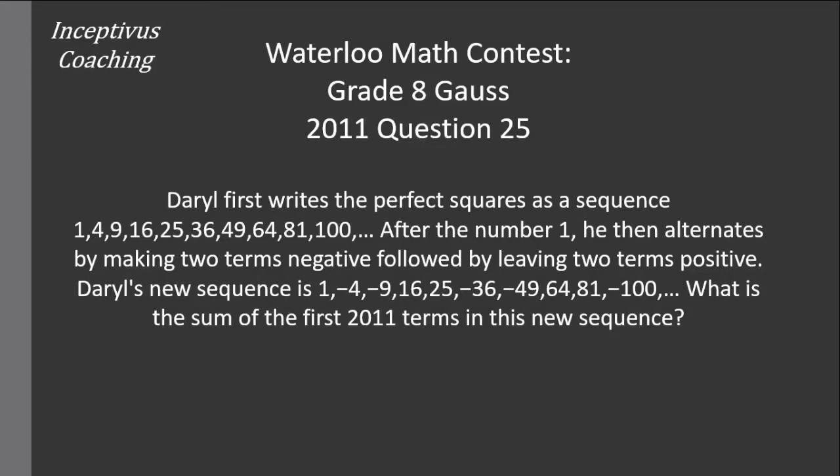And the question says, Daryl first writes the perfect squares as a sequence 1, 4, 9, 16, 25, 36, 49, and so on. After the number 1, he then alternates by making two terms negative, followed by leaving two terms positive. Daryl's new sequence is 1, -4, -9, +16, +25, -36, and so on. What is the sum of the first 2011 terms in this new sequence?